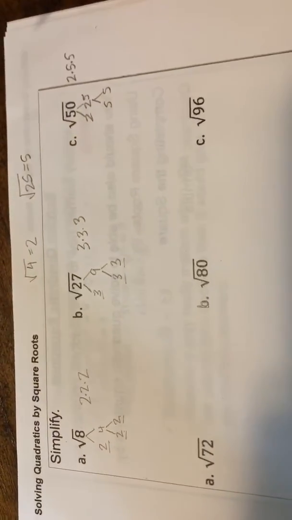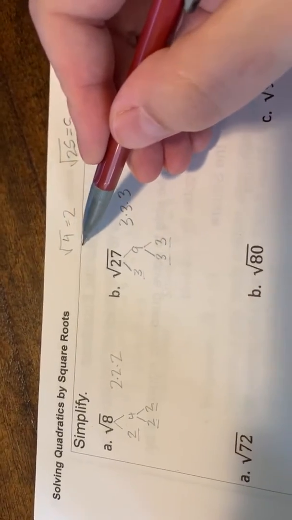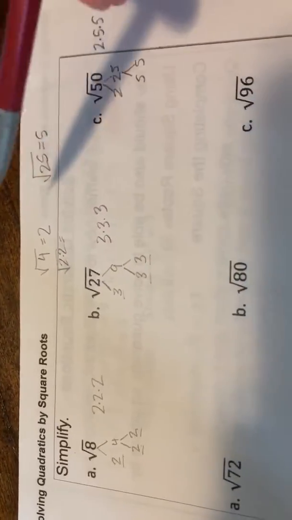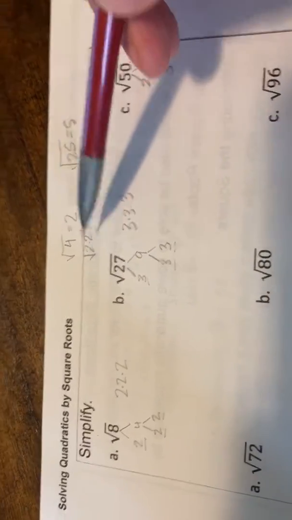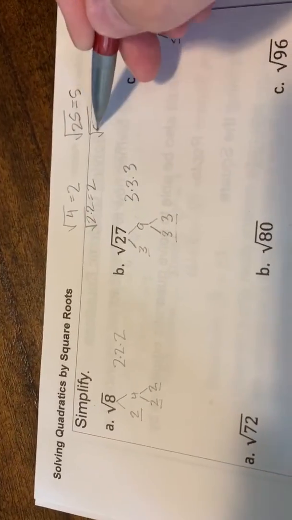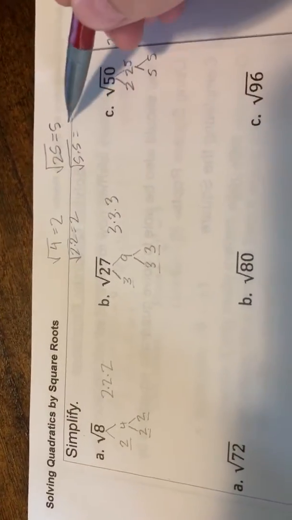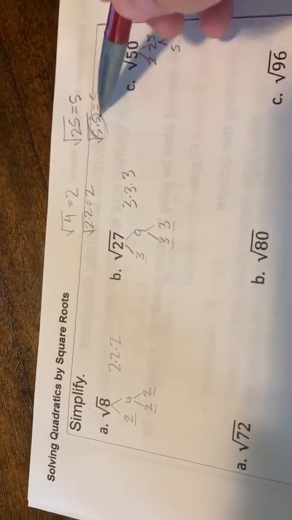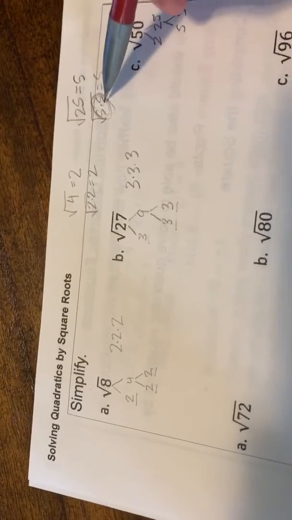So how does this help us when we're trying to simplify the square root? Well, for the square root of 4, that's 2 times 2. So you might notice right here that there were 2 2's inside, and the answer just ended up being 2. In here, this is 5 times 5, and the answer just ended up being 5. So for every 2 numbers inside that are multiplying, one of them actually comes out.